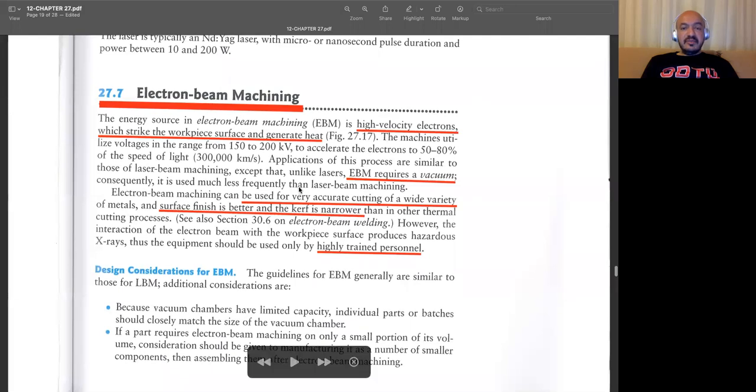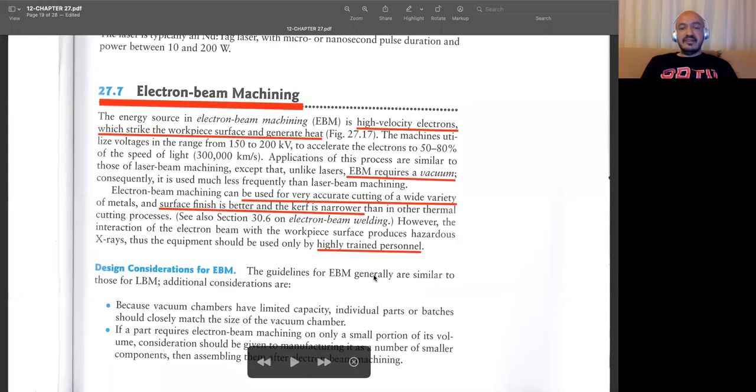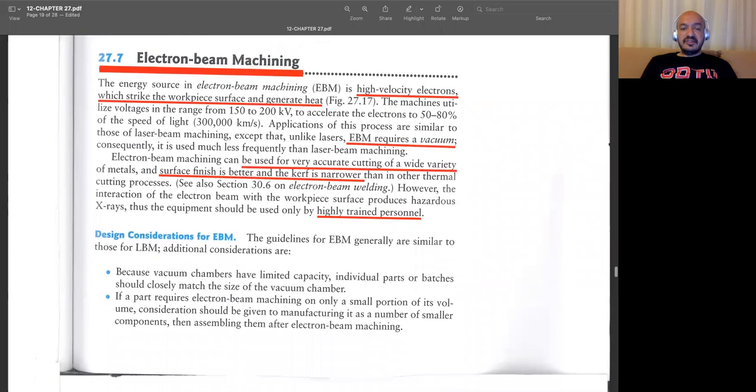And this is a bit better than laser beam machining in terms of surface finish and the width of the kerf. So if these are important for you, then you may go with electron beam machining. But the thing is that you need to do it in a vacuum environment, and this increases the cost of these machines. Another thing is that the beams might be hazardous, so you need to be careful about it, and you need to have high skills and high experience to use such machines.